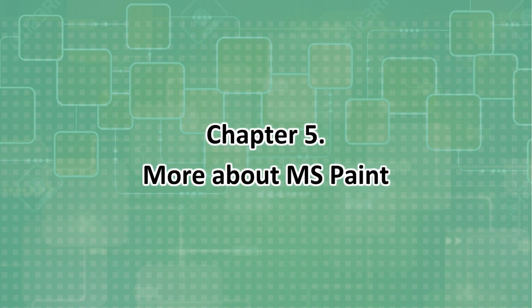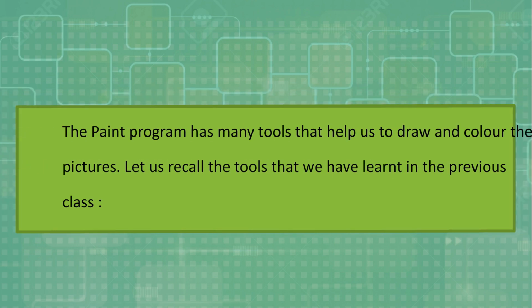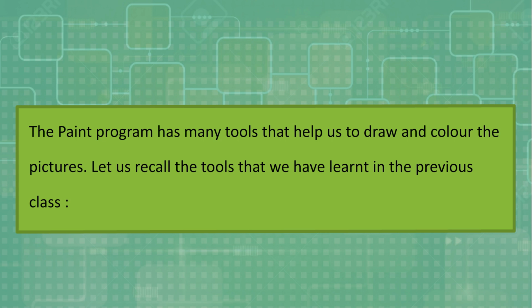Chapter 5. More about MS Paint. Topics covered: Modifying a picture. The Paint program has many tools that help us to draw and color the pictures. Let us recall the tools that we have learnt in the previous class.